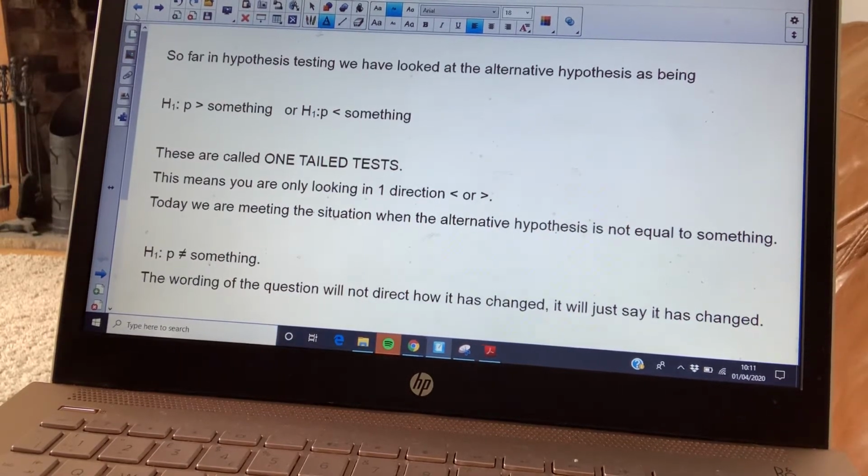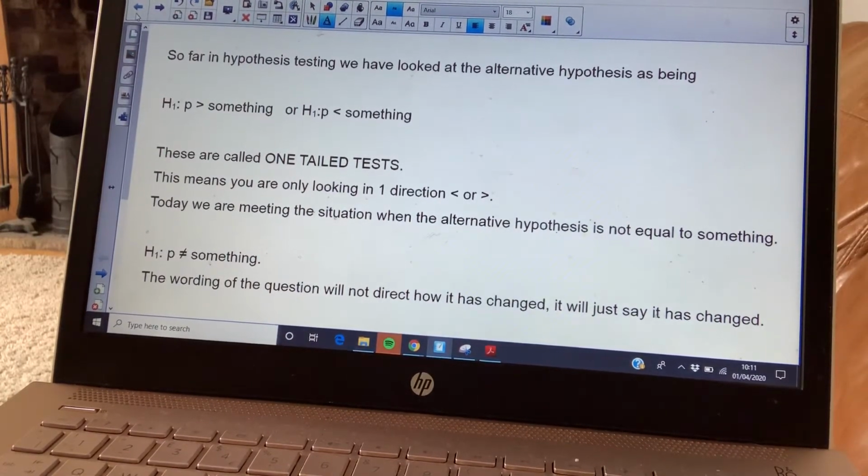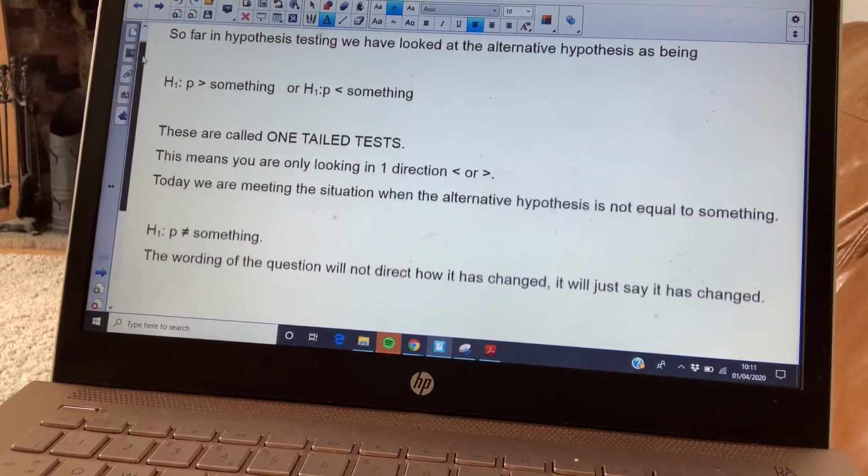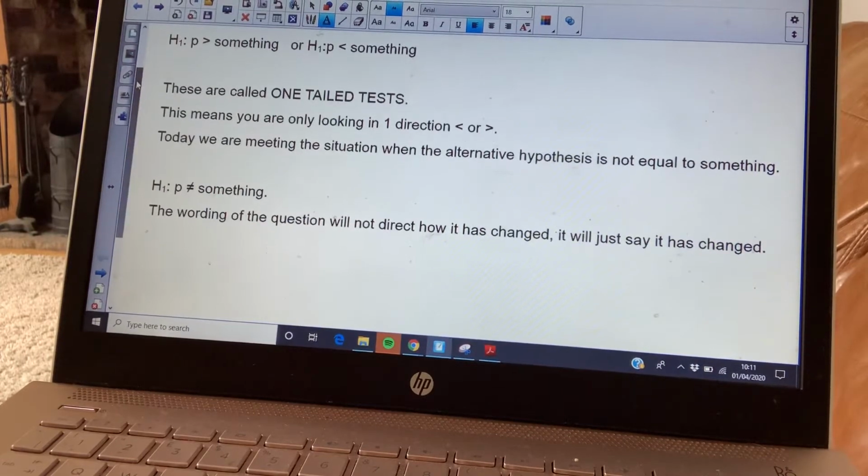Hi. So far in hypothesis testing, we've only looked at cases where the alternative hypothesis has been that your probability or your proportion is greater than something, or less than something. These are called one-tailed tests. And the reason they're called one-tailed tests is you're looking in one direction.